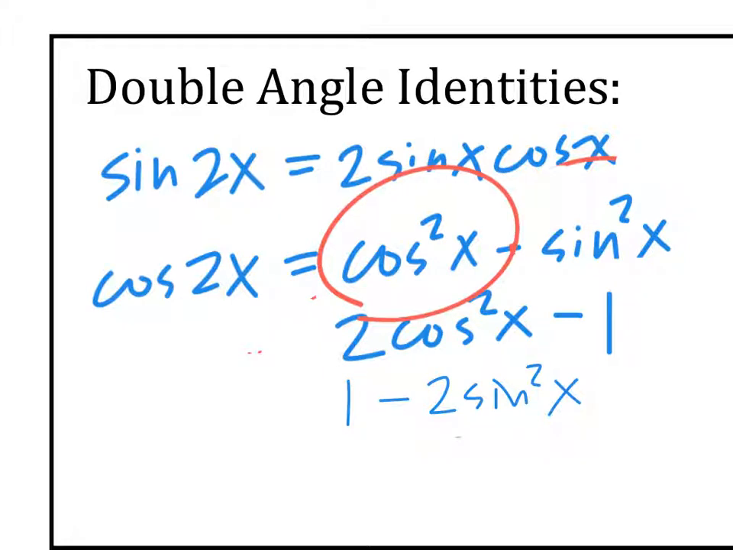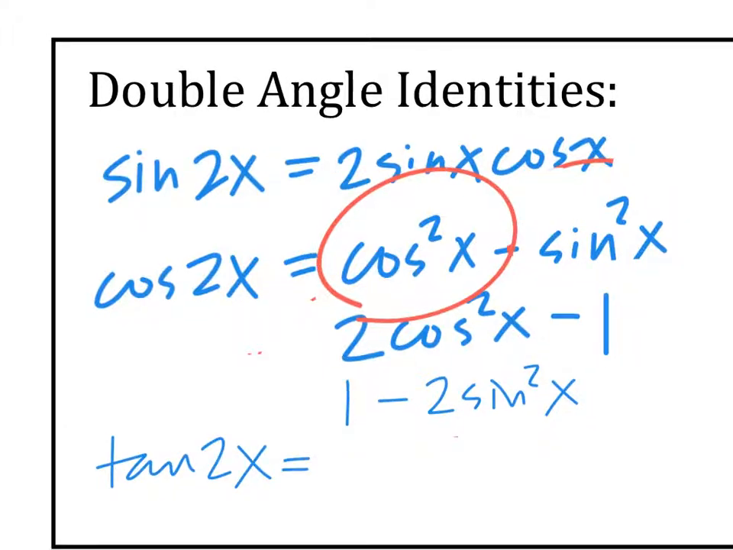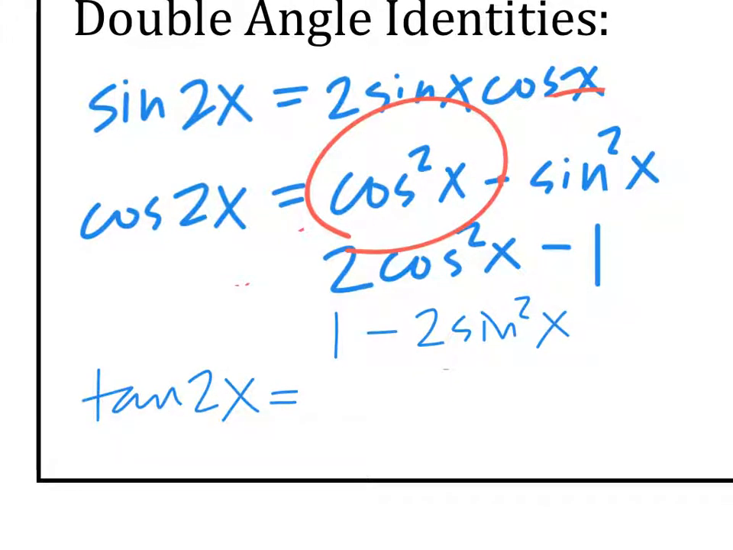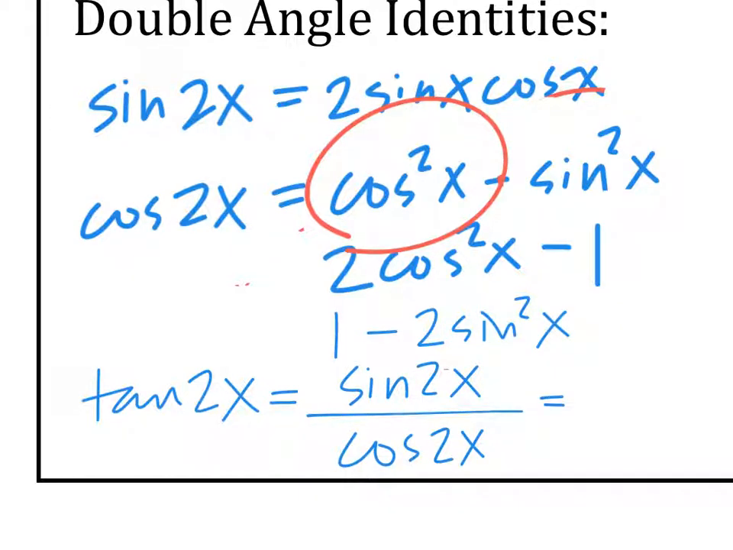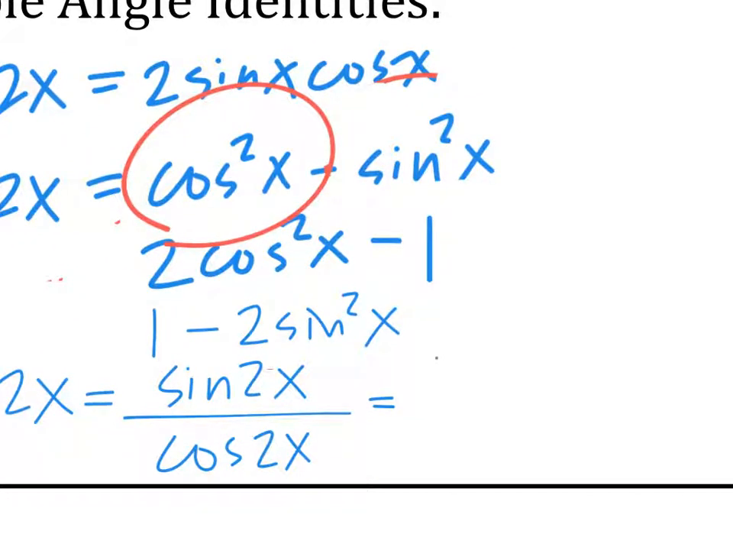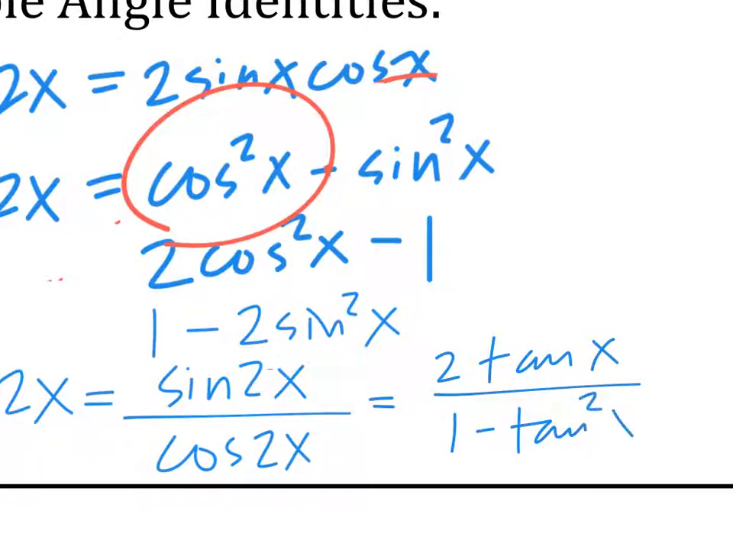All right, the last one, tangent. Tangent is always the same as what? Sine over cosine. So you can always do that, sine over cosine. Of course, it also has its own formula, and I don't really remember that one. Something like 2 tangent x over 1 minus tangent squared x.